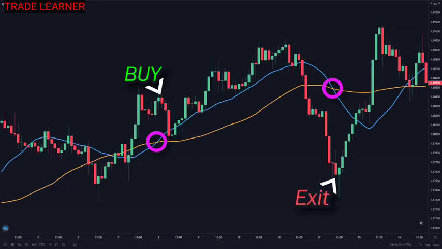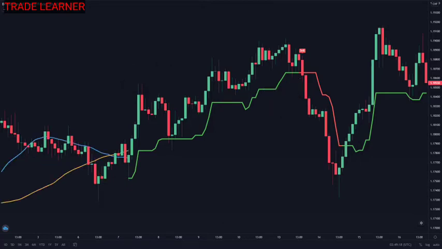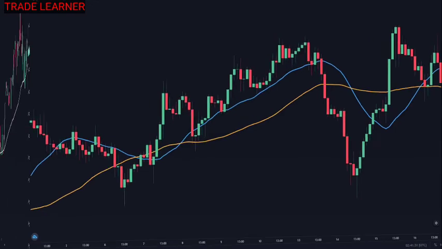But if you had used a better exit indicator like the ATR trailing stop loss, you would instead exit here. Notice that it gave a much better exit signal and you would have kept more pips. So that's my approach when trading the moving average crossover.